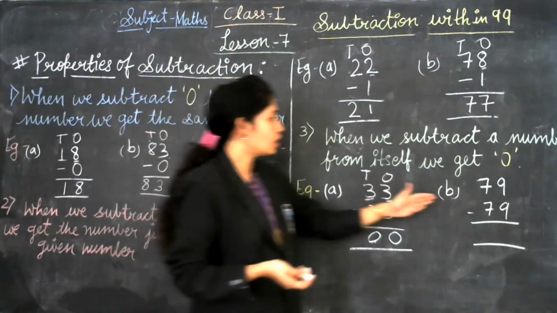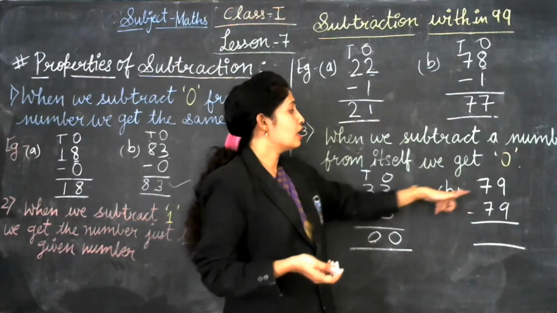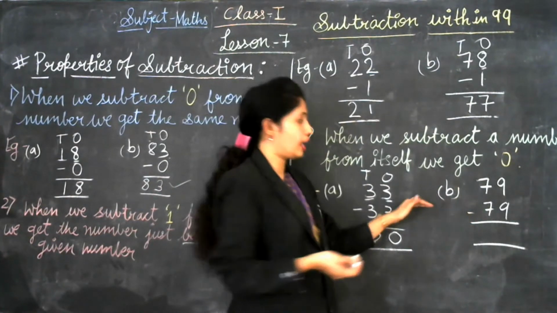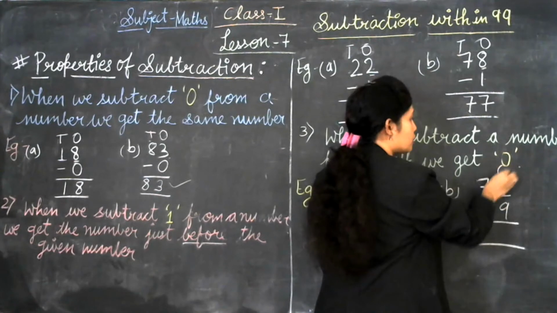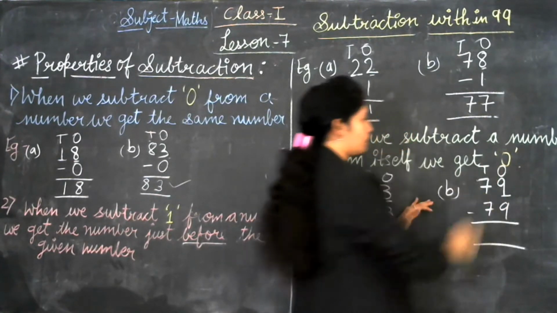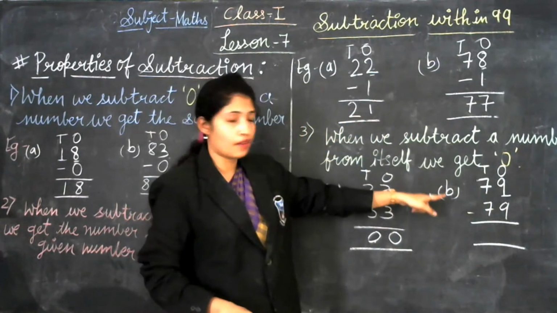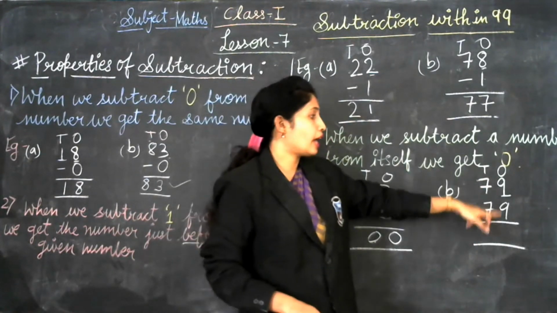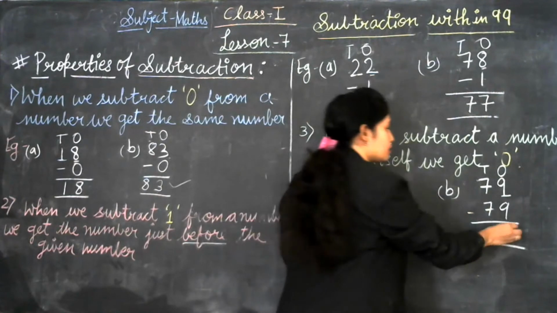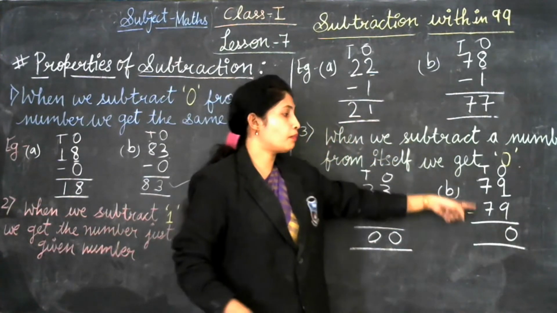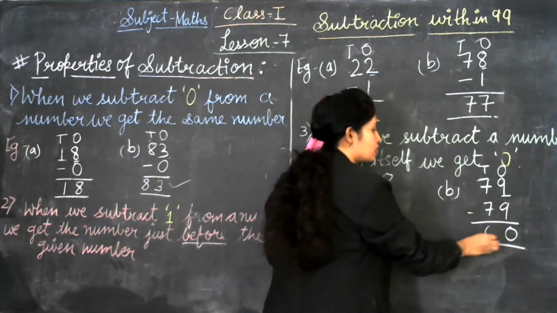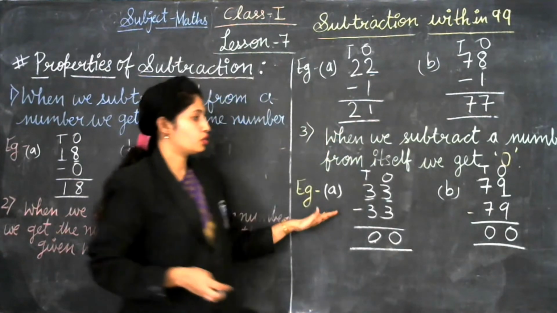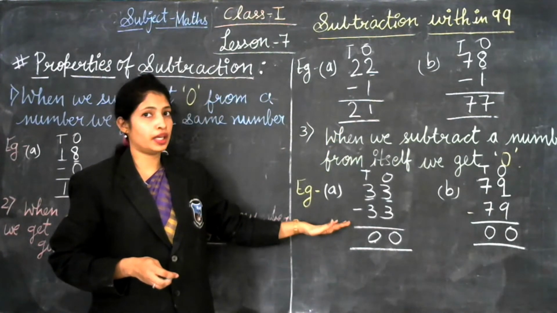Now look at another example. 79 minus 79. 9 is in ones place and 7 is in tens place. So we will subtract ones place values. 9 minus 9 we get 0. Here 7 minus 7 we get 0. Now I will explain the fourth property.